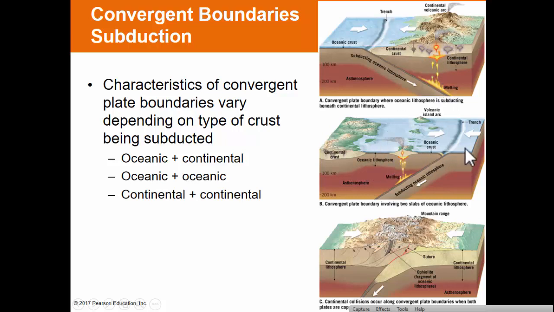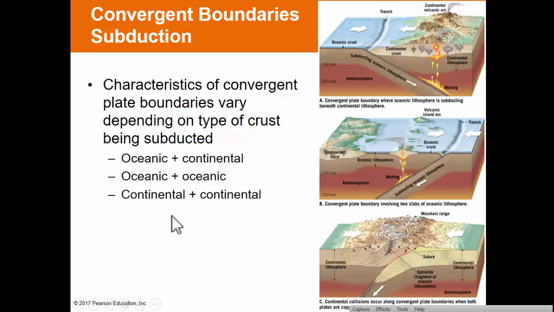Same thing happens when an oceanic and oceanic merger happen. The older and colder plate subducts under the other, and you get your mantle wedge again, and that will well up underneath this oceanic lithosphere and create a chain of islands, volcanic islands that are oftentimes in an arc.